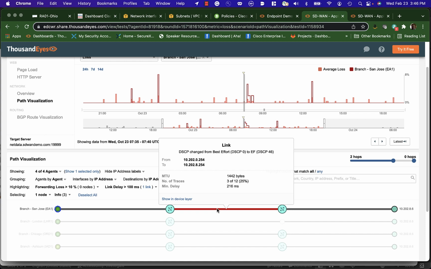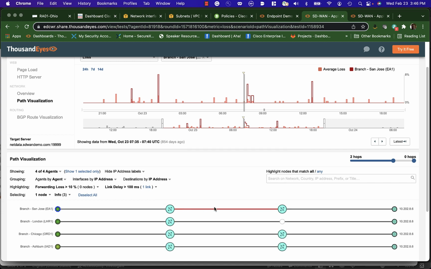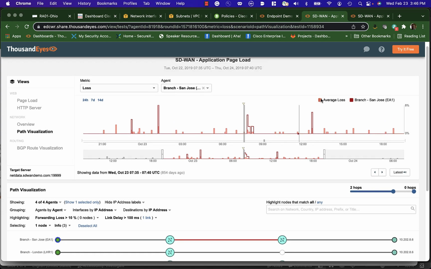And here, since it's the overlay, I don't know exactly what's happening because I'm looking at the overlay itself, and I can't see the underlying devices in this particular picture. But I do see that I've got a delay of 216 milliseconds somewhere along the path. All right, so let's take a look at the underlay.